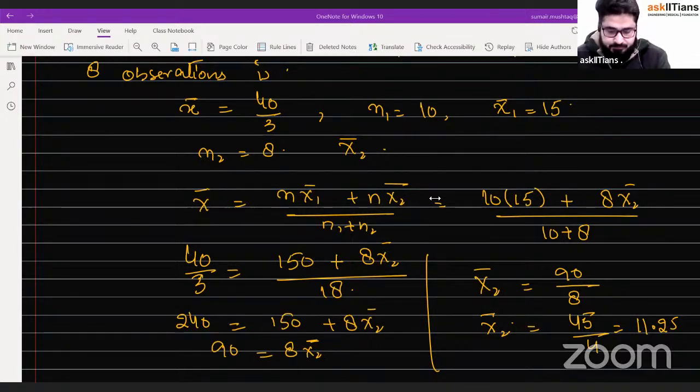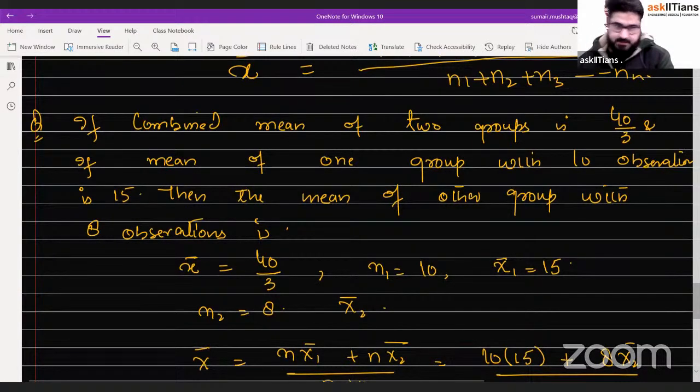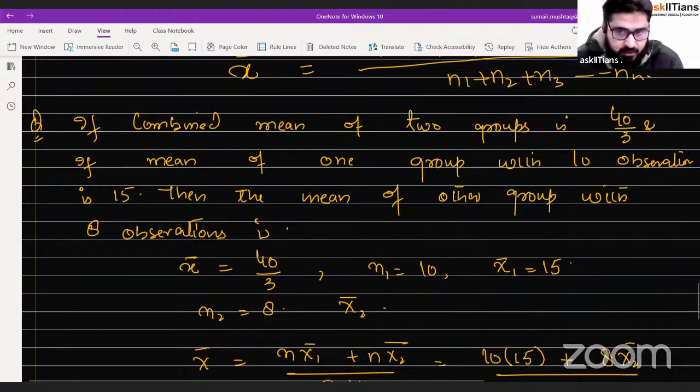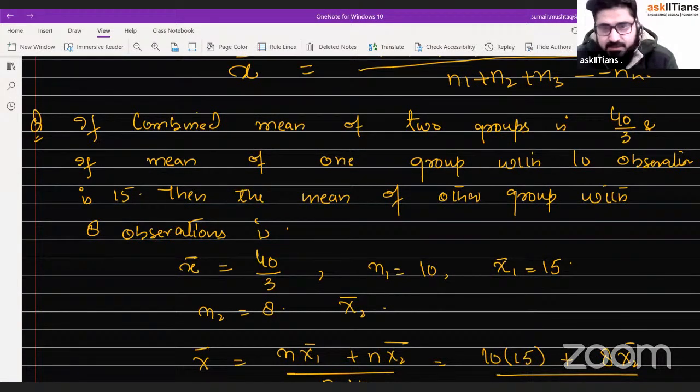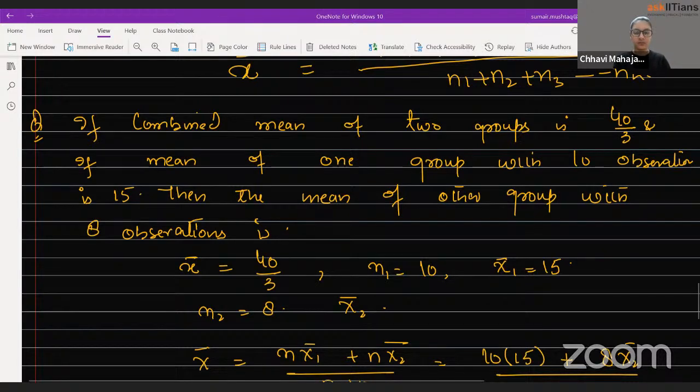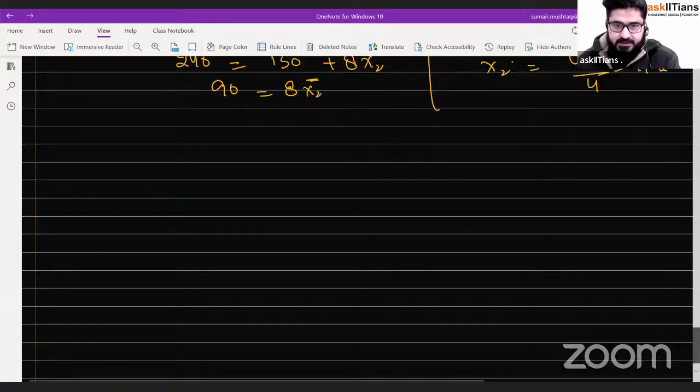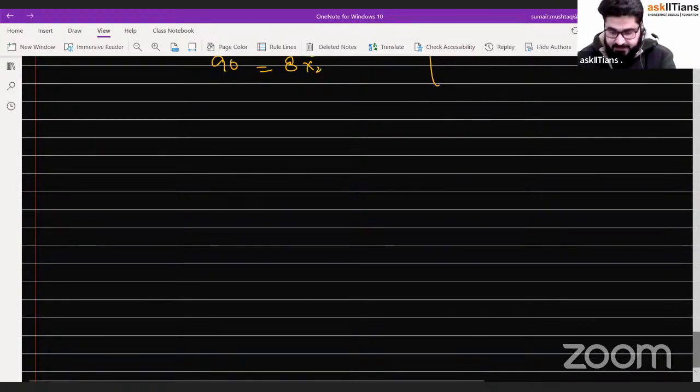Okay, sir, can I show the question for this one? If the combined mean of two groups is 40/3, and the mean of one group with 10 observations is 15, the mean of the other group with 8 observations is? Simple. Okay, come on. Let's move to the next one very quickly.